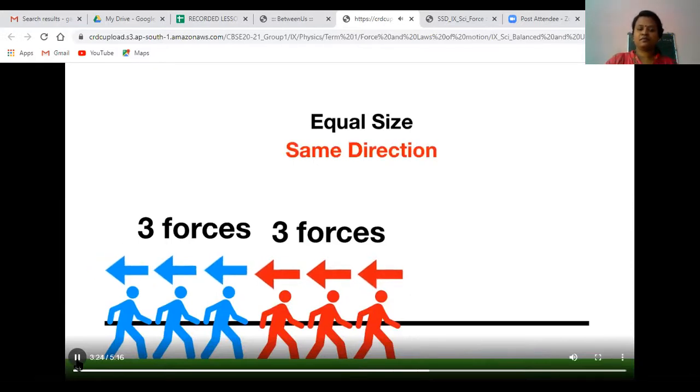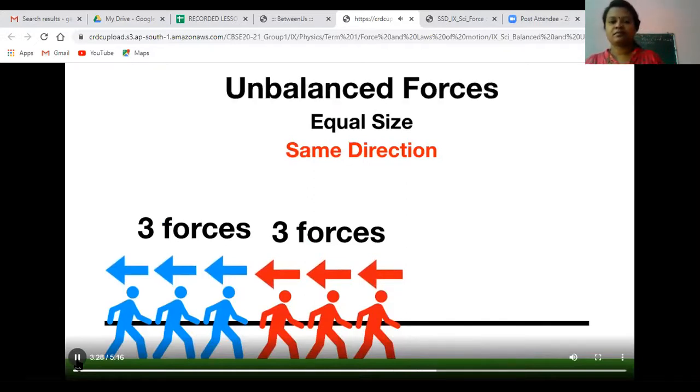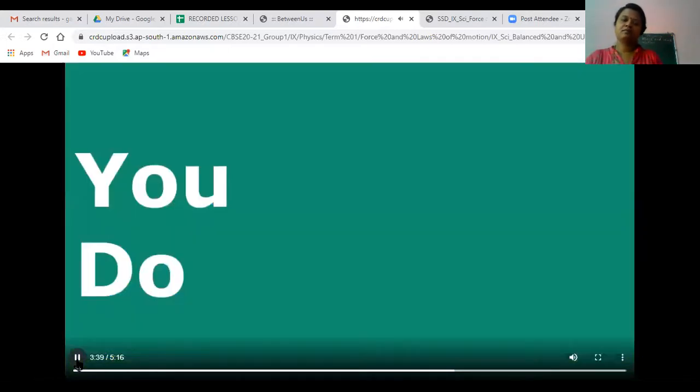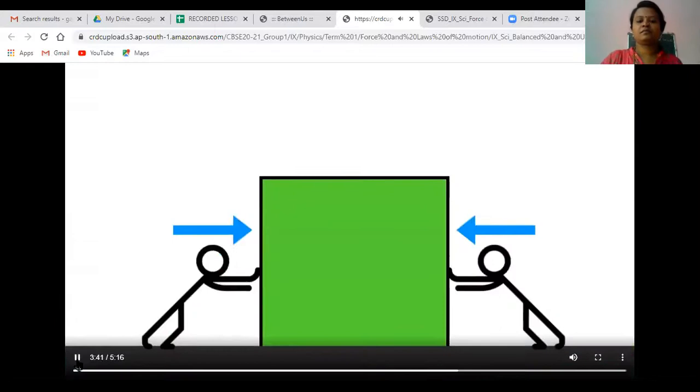So do these represent balanced or unbalanced forces? These are unbalanced forces. There will be movement, and if you watch the tug of war contest, they'll easily pull the rope because there's no one pulling in the opposite direction. Now it's time for you to practice on your own. Do these represent balanced or unbalanced forces?